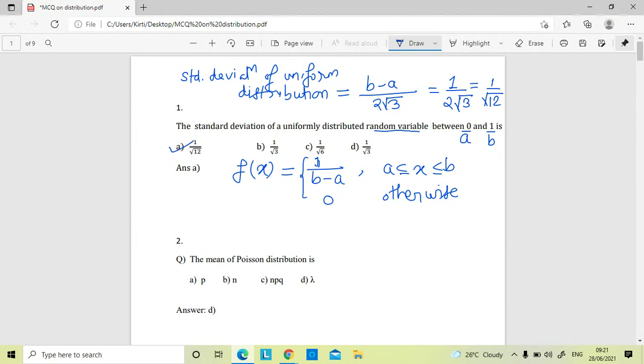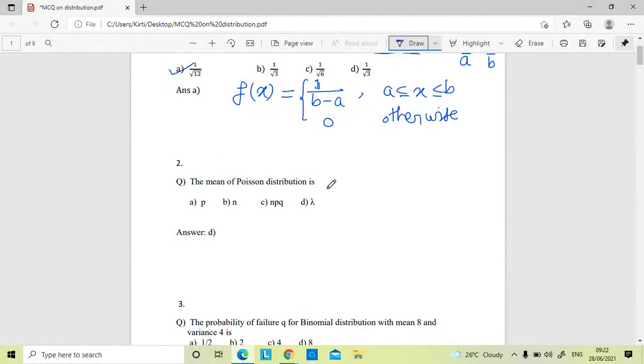Okay, right? The next question is the mean of Poisson distribution. So what is the mean of Poisson distribution? We know the mean of Poisson distribution is given by lambda. And what is lambda? The formula for lambda is n into p. If you find the option n into p, that will also be correct, but here we don't find that option. So the only answer is lambda. Lambda is the mean of Poisson distribution.